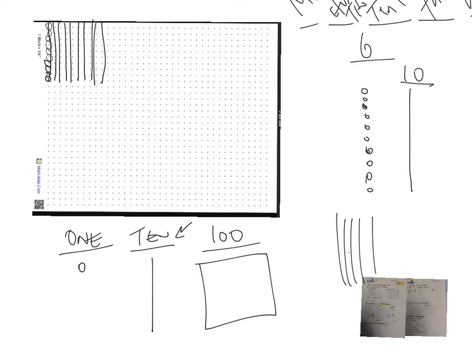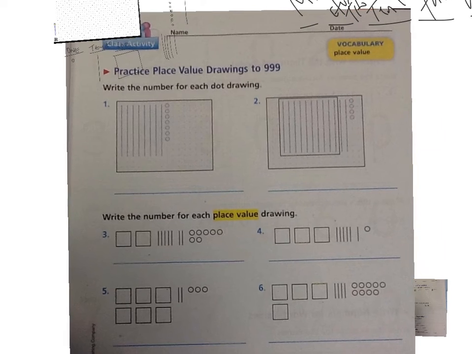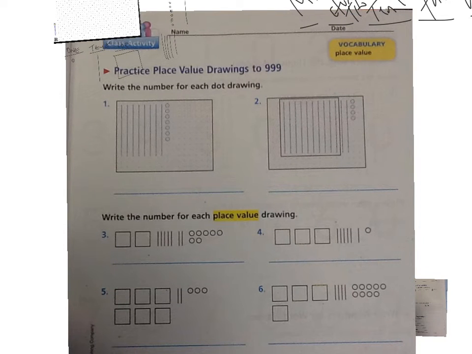So let's go on to the workbook page. This is just a quick refresher. I'm sure you did a little bit of this in 2nd grade. This would represent ones, tens, and 100. So let's get out your first workbook page. Turn to page 217. Let's double check that. It's your first workbook page in 4-1, so it is page 217.